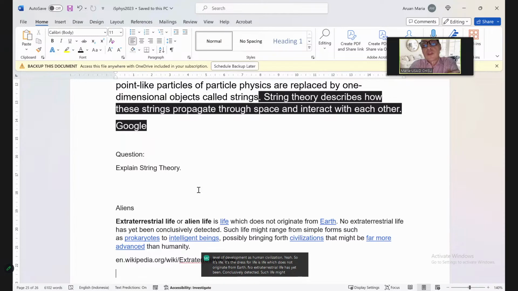Such life might range from simplistic forms of life to intelligent beings, possibly bringing forth civilizations that might be far more advanced than humanity. Maybe. So if you're interested in that, maybe you can do your project about that.